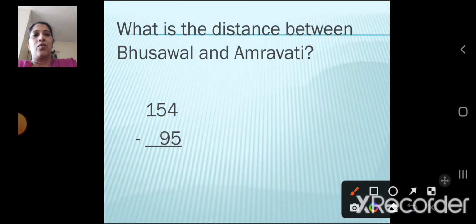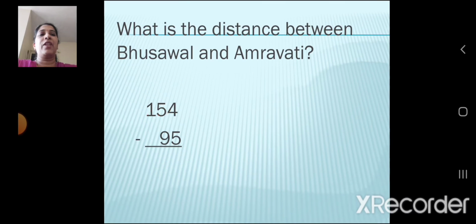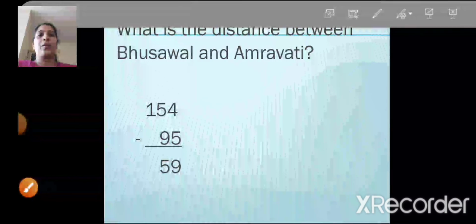So 4 minus 5 you cannot subtract. So you are going to borrow 1 from 5, right? So in place of 5 it will become 4. Here it will become 14, right? So 14 minus 5 is 9. Now again 4 minus 9 you cannot subtract. You are going to borrow 1 from here. 1 in place of it will become 0 and here it will become 14. 14 minus 9 is 5. So the distance between Bhusawal and Amravati is 59 km. Okay.